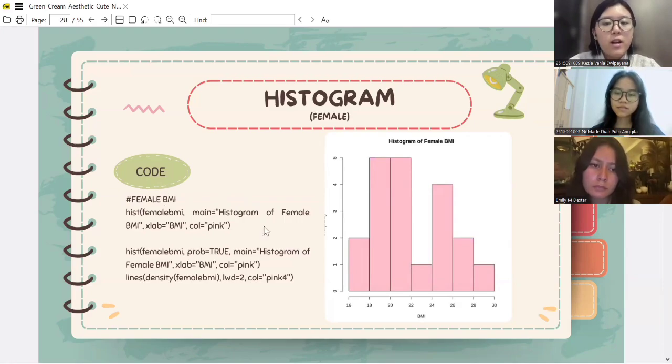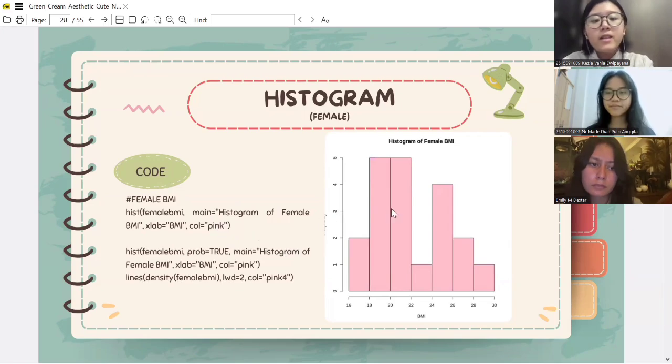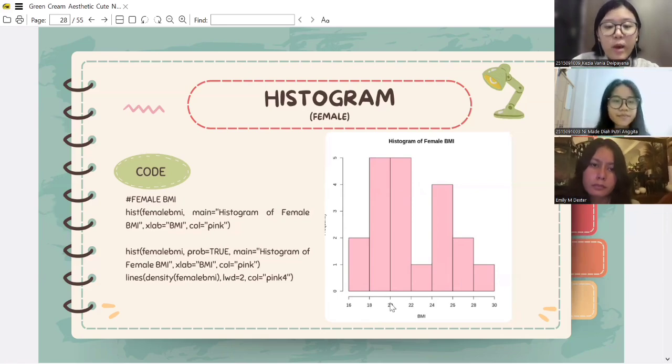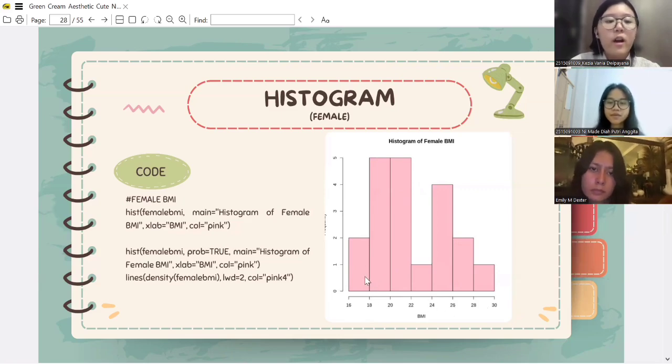This code constructs a histogram using female BMI, and it displays the main title, histogram of female BMI, with each bar filled with the color pink. The highest frequencies are around BMI equals 18 to 22, suggesting that this is where most female BMI values fall. This range corresponds roughly to the normal BMI category. The BMI values range approximately from 16 to 30. This indicates a moderate spread covering underweight, normal, and overweight categories.